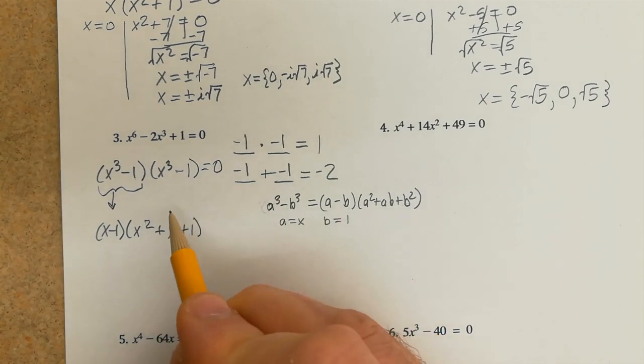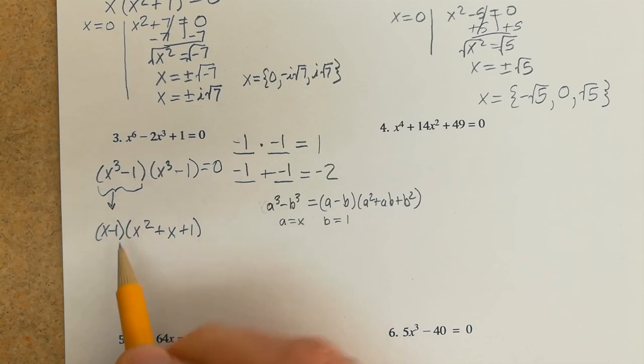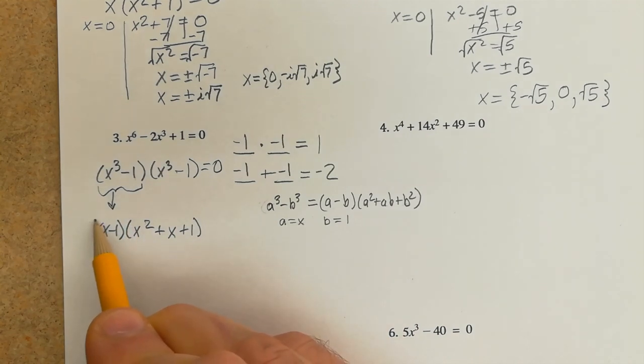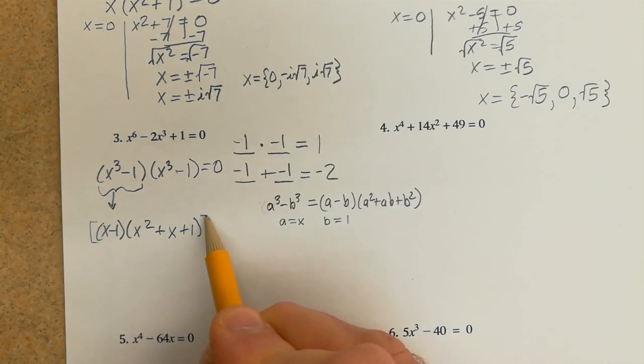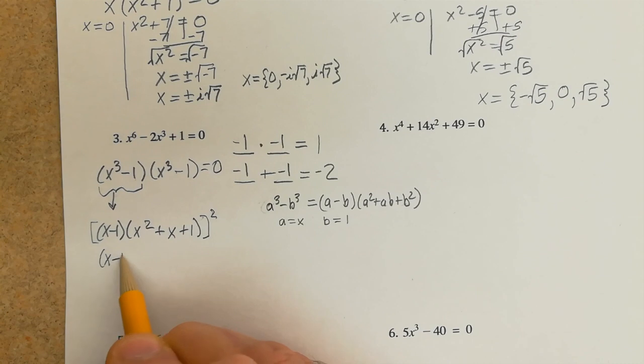Okay, now we have this twice. So we have it here also. So in other words, we could think of it like this: the whole thing is squared. I'm going to use kind of brackets to show that. But probably a less confusing way to write this would be like this.